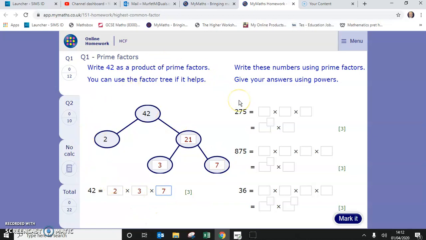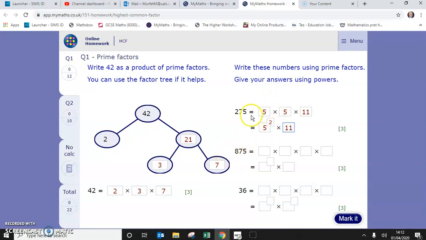Looking at the next one, we're going to try and do that, but thinking of it in this format. So again, 275, you can tell that 5 is going to go into that. So 5 goes into it 55 times. And then I'm going to divide 55 again. So 5 goes into 55 11 times. So I end up with 2 5s. So 5 to the power of 2 times 11.